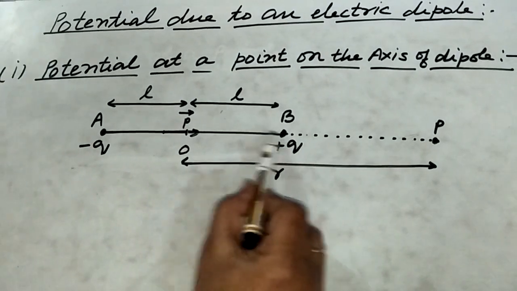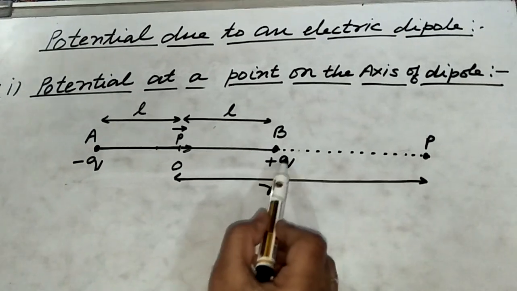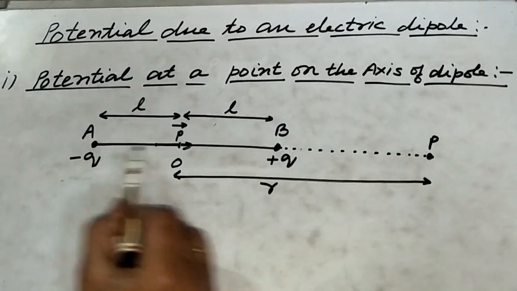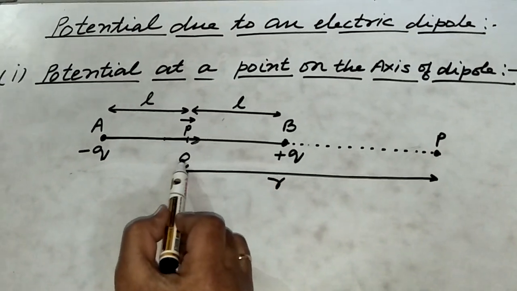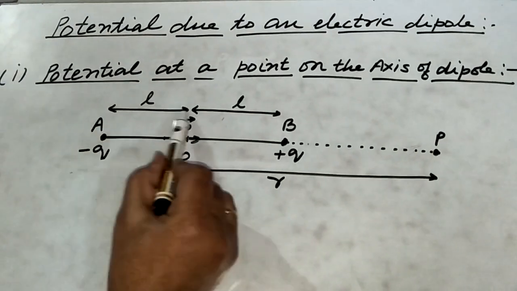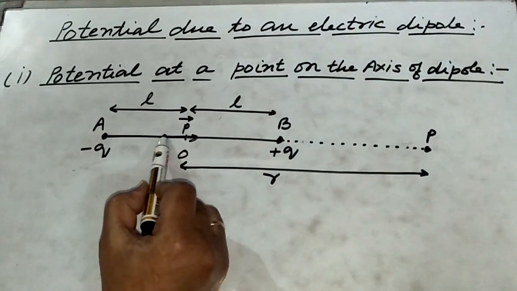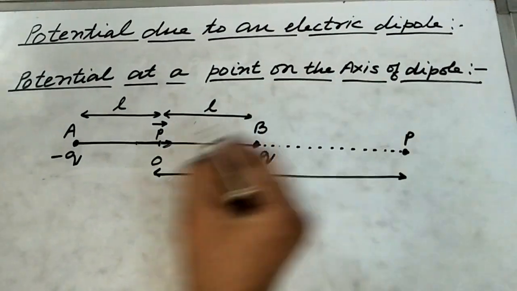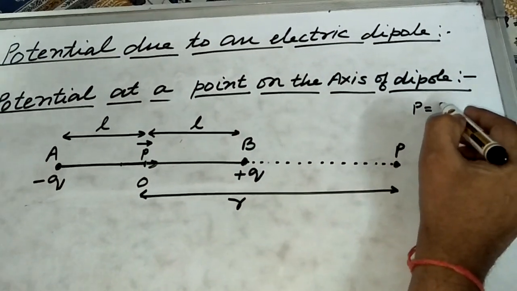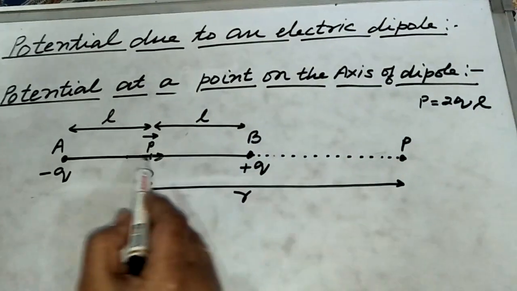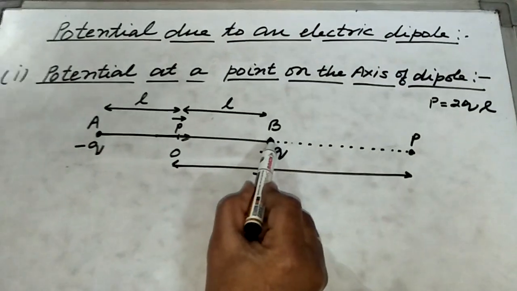Suppose AB is an electric dipole which is made up of charges minus q and plus q, and these two charges are separated by a distance 2l, and suppose O is the midpoint of this dipole. So this distance is L and this distance is also L, and the electric dipole moment is P. You know the electric dipole moment P is equal to q into 2l, means 2ql, and the direction of this electric dipole moment is always from negative to positive charge.